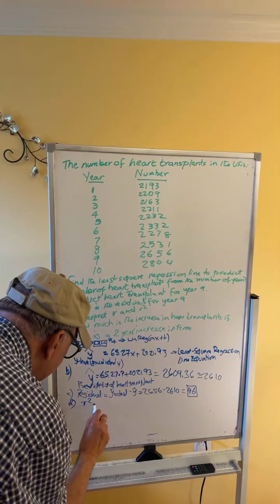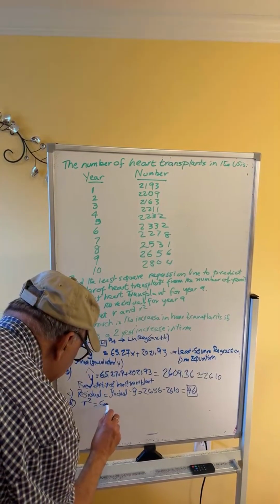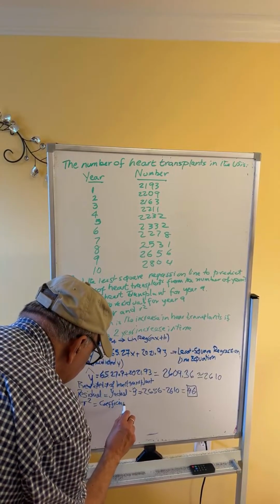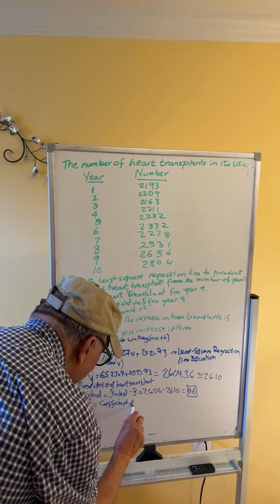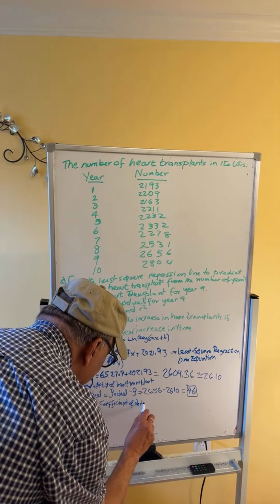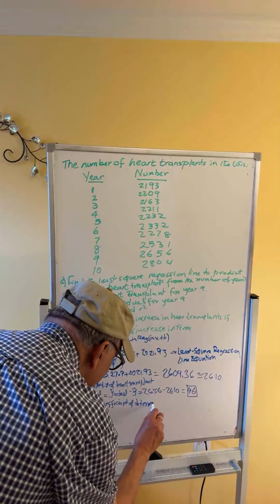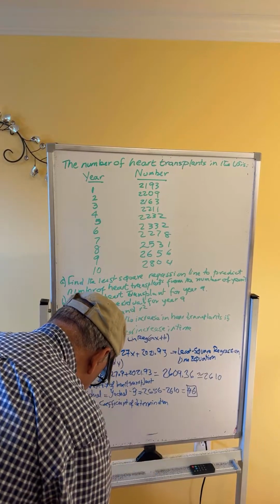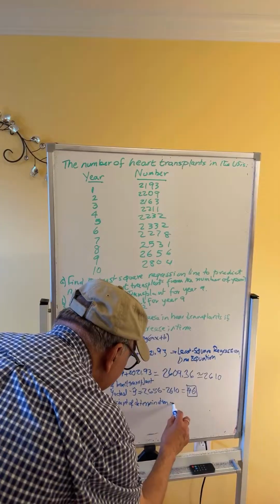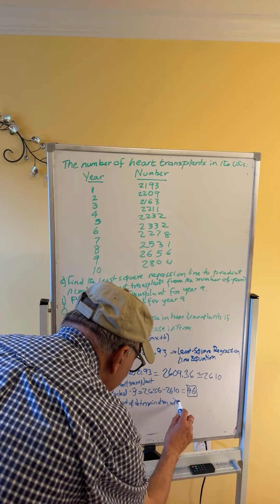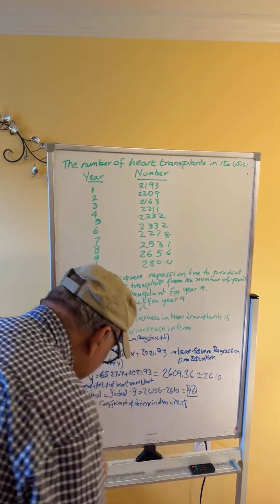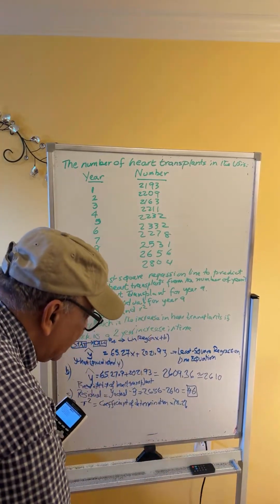R square is called the coefficient of determination. And only for r square we are going to multiply by 100%. The coefficient of determination, r square in this case, is 78.2% approximately. It was 0.782 in the calculator, and I multiplied it by 100.